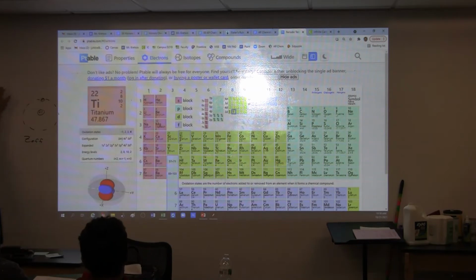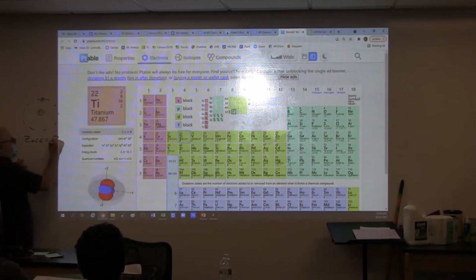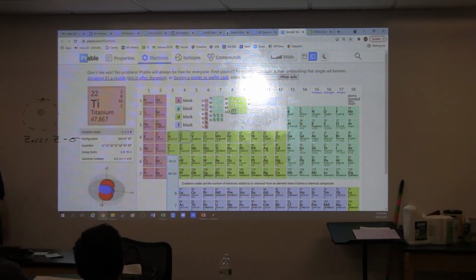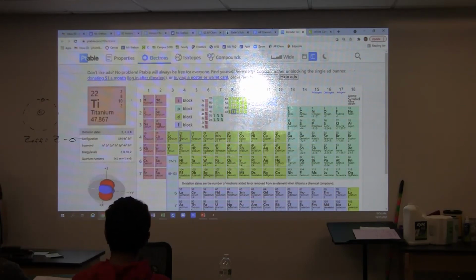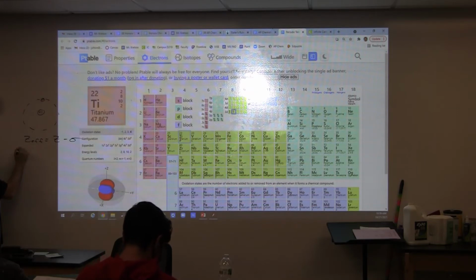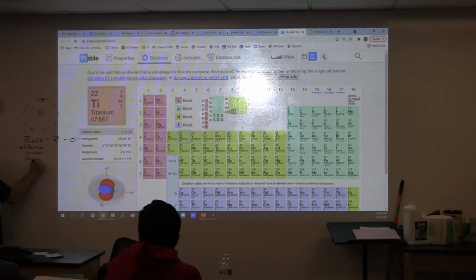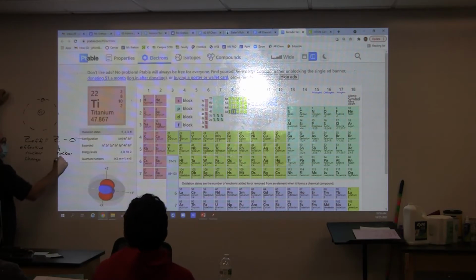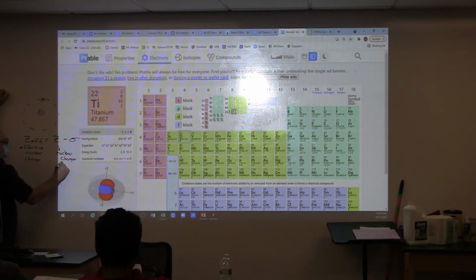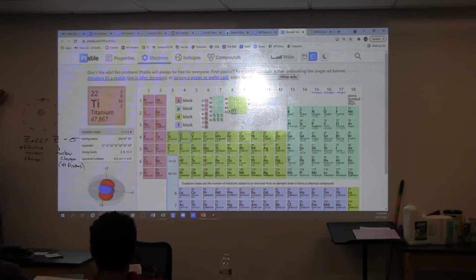Zeff is Z minus sigma. Huh? Let me define what this really is saying. This is called the effective nuclear charge. Z is the actual nuclear charge. How do I know what the nuclear charge is? It's just the number of protons in the atom. And we know that from the atomic number.